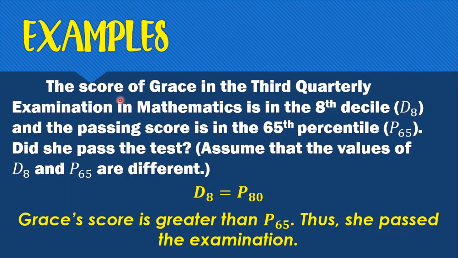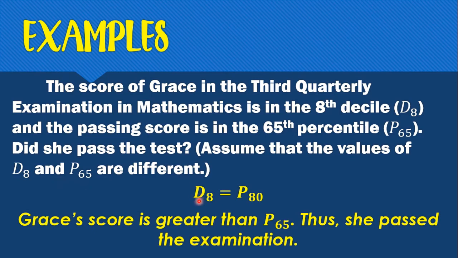Another example: the score of Grace in the third quarterly examination in mathematics is in the 8th decile or D sub 8. And the passing score is in the 65th percentile or P sub 65. Did she pass the test? Assume that the values of D sub 8 and P sub 65 are different.